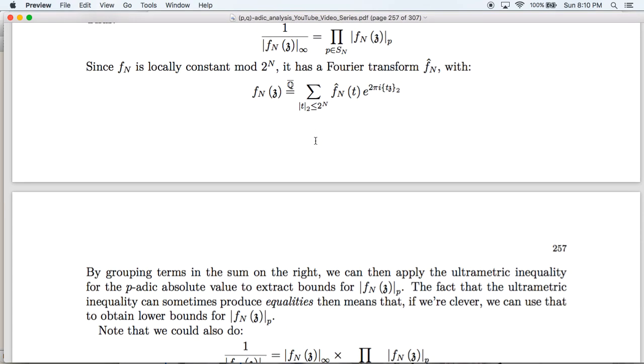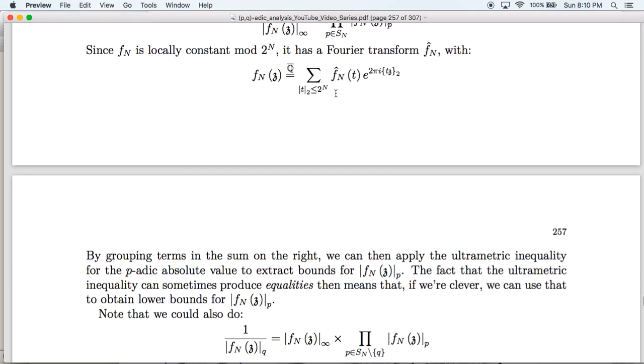The really important thing is that, because of the equality condition in the ultrametric inequality, we can use this method to get lower bounds. What we do is group the terms in such a way that one of them is strictly larger than all of the others. Then, instead of an inequality, we get a direct equality, and we can then estimate the absolute value of the thing directly, using upper or lower bounds from number theory.